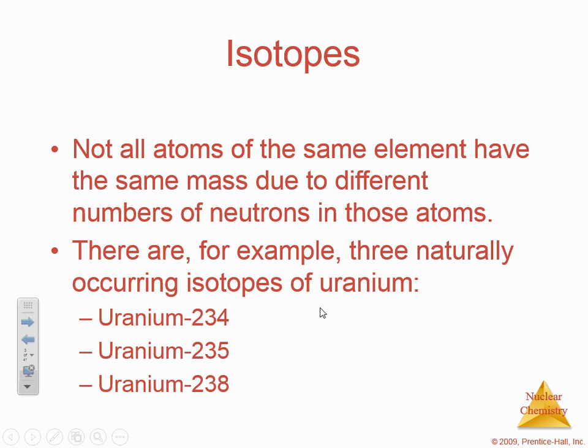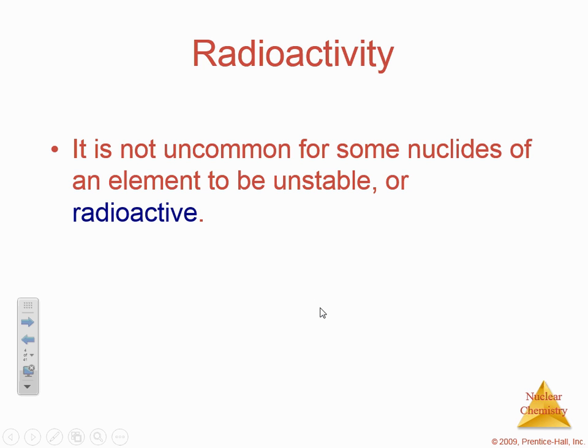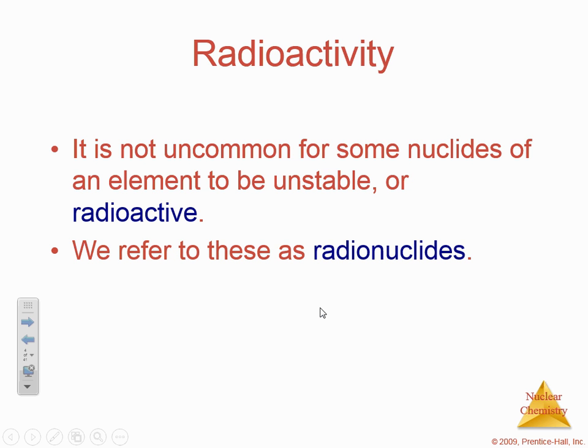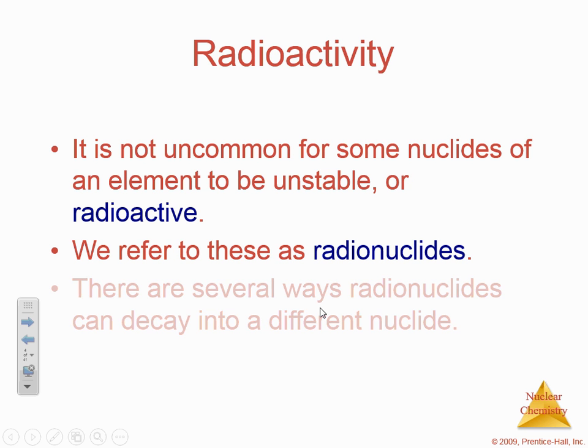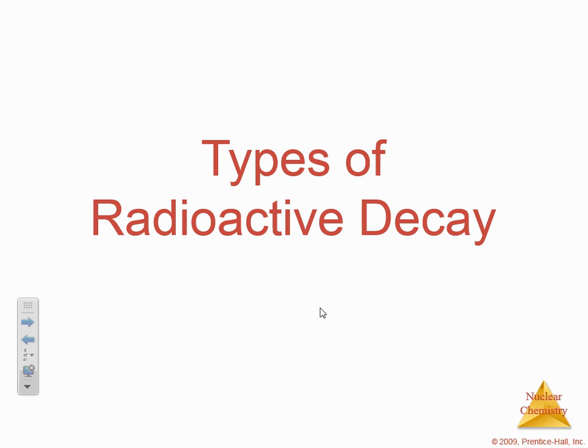If we look at other examples of isotopes, we can look at uranium. There's uranium-234, uranium-235, and uranium-238 due to the varying number of neutrons in uranium. It's not uncommon for some of these isotopes to be unstable, or what we call radioactive, and we refer to these as radionuclides. And what happens is radionuclides can decay into different nuclides.